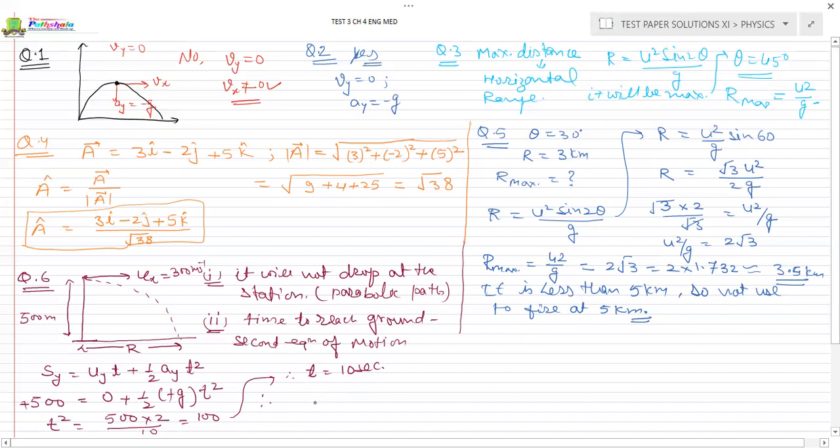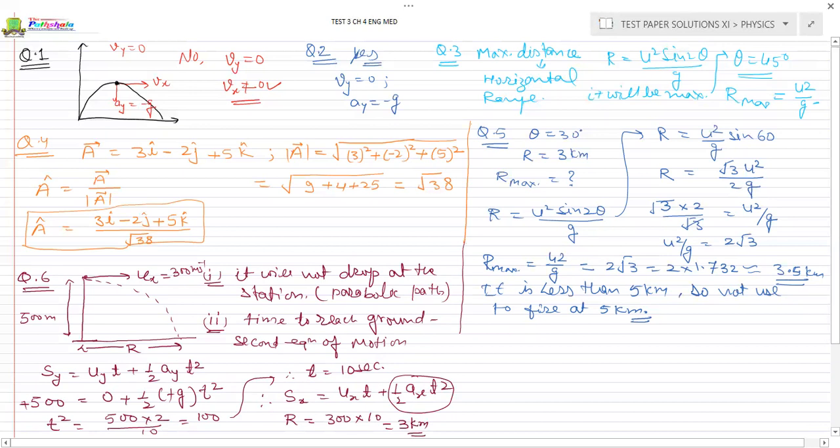So s is equal to ut plus half at square, now in x direction. So sx is equal to uxt plus half axt square. Ax is 0, so this whole term becomes equal to 0. So what will be the range? Range will be equal to ux, which is given to you as 300, multiplied by t, which is 10. So this answer is 3000 meter, and it will be equal to 3 kilometer.